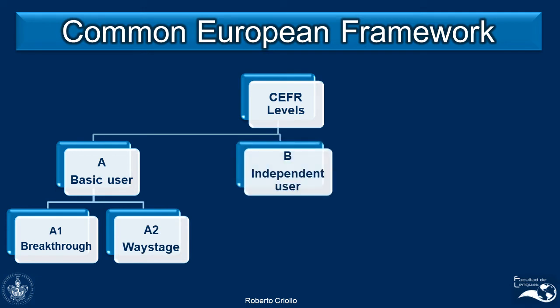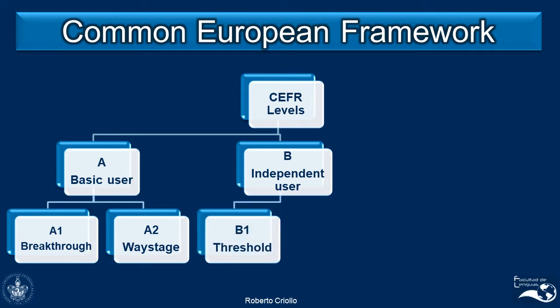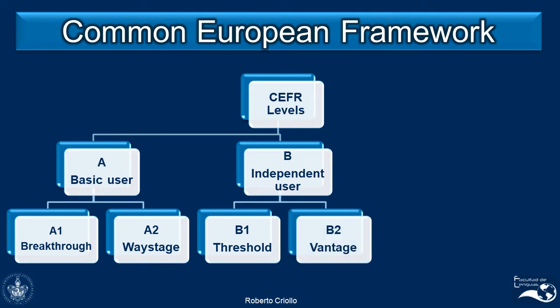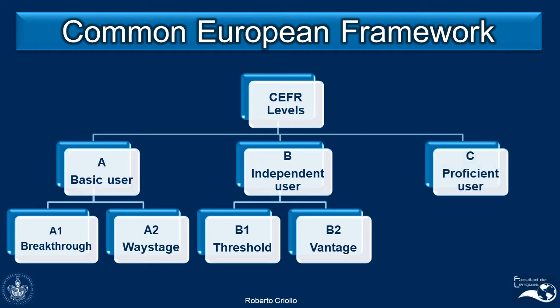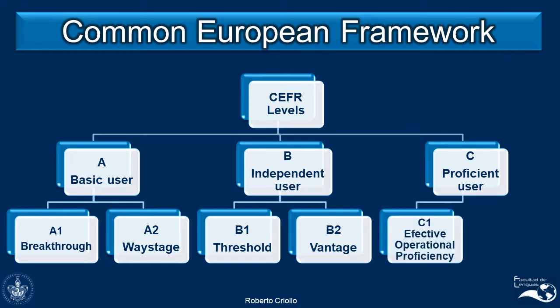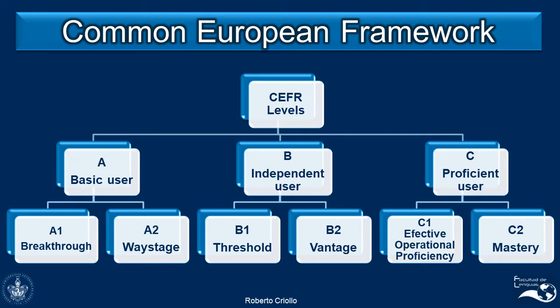Now, the B level corresponds to the independent user, a person who can use the language independently. And in this case, the B1 level is called threshold, and the B2 level, the one that we are interested in, is called the vantage level. The final level, level C, corresponds to the proficient user, and in this case we have again 2 different levels, C1, which is called Effective Operational Proficiency, and finally C2, which is Mastery. We're going to go to the description of the B2 level because this is the one that we're interested in.